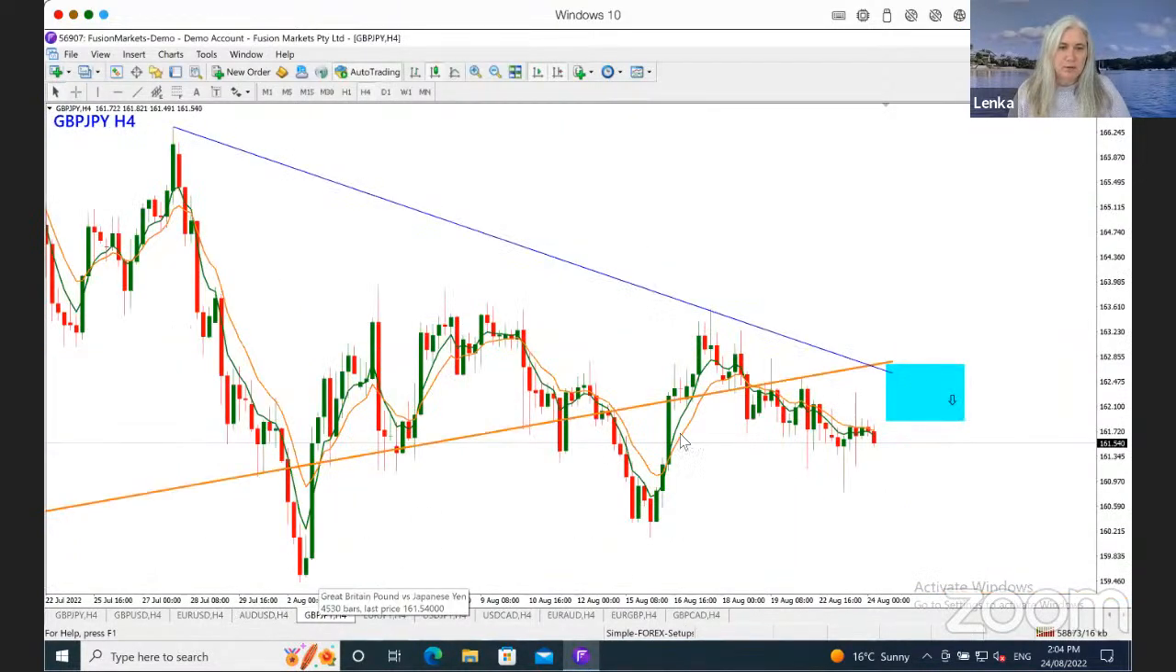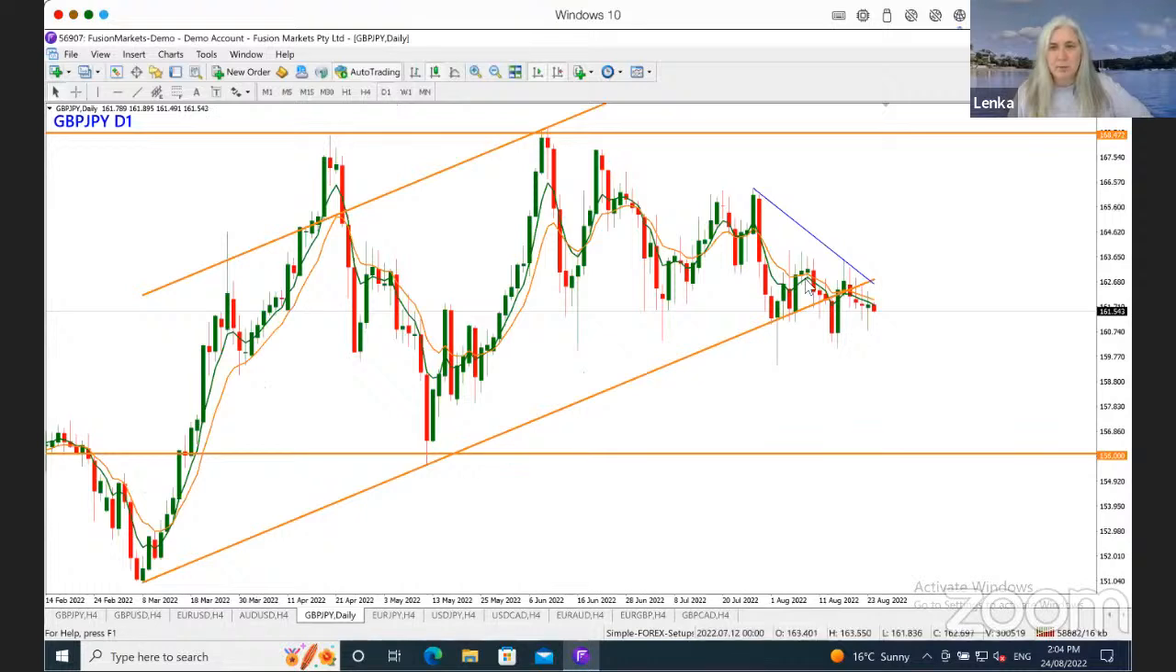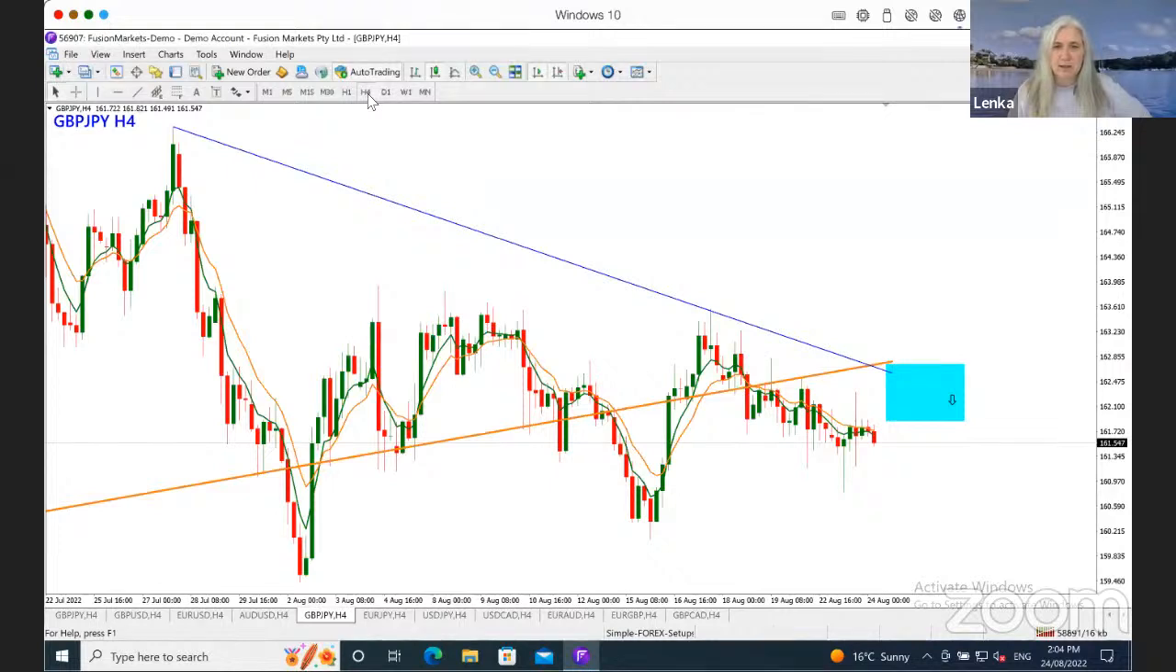Next currency pair, I'm looking at GBP/JPY, and GBP/JPY I'm looking for short. We've had a couple of bars now break underneath that previous channel, but it's just going sideways, really going nowhere for quite a while now. So I'm looking for a pullback up to the previous trend line or the channel, and then looking for short from there.